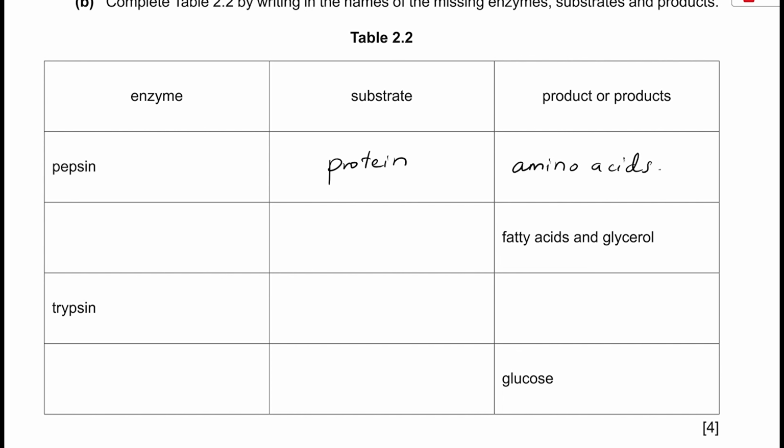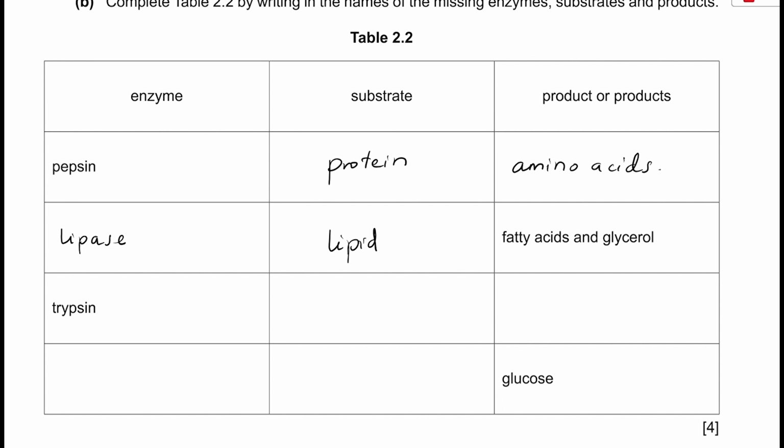Then the second part, we have been given products which are known as fatty acids and glycerol. Now these are the smallest units of what substance? They are the smallest units of lipids. So the substance is definitely a lipid, when broken down to give us fatty acids and glycerol. Now what enzyme breaks down lipids? It's usually lipase.